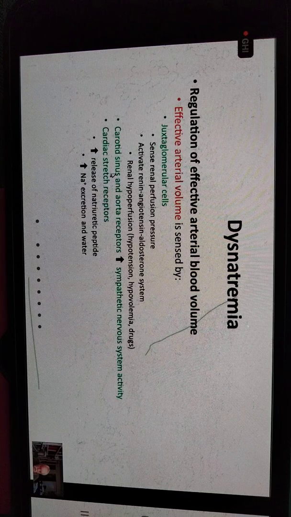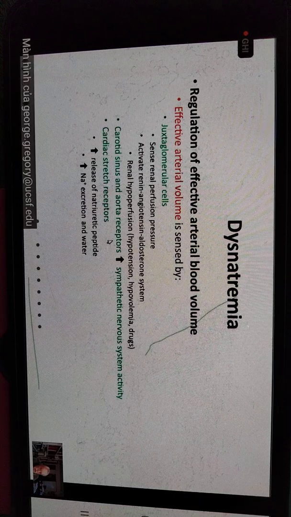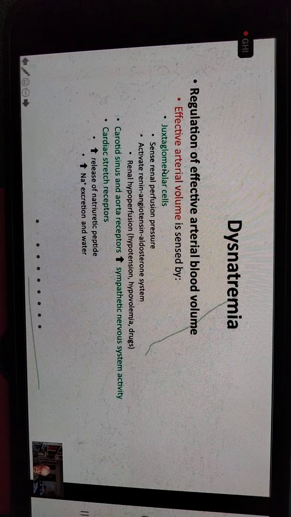And so all three of these things, the juxtaglomerular cells, the carotid sinus and aortic receptors, and the cardiac stretch receptors are very important for maintaining the effective arterial volume so that we have enough perfusion and enough cardiac output.